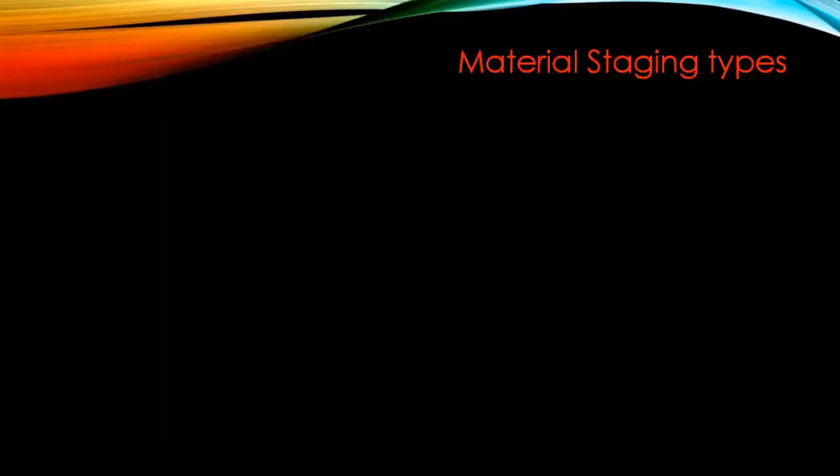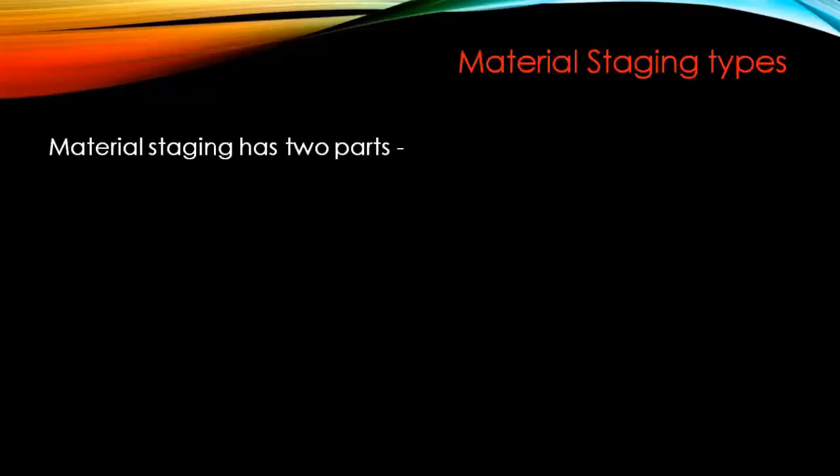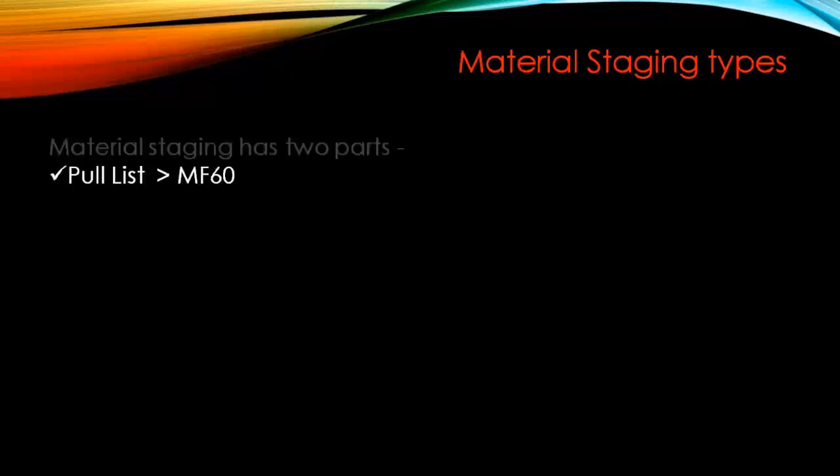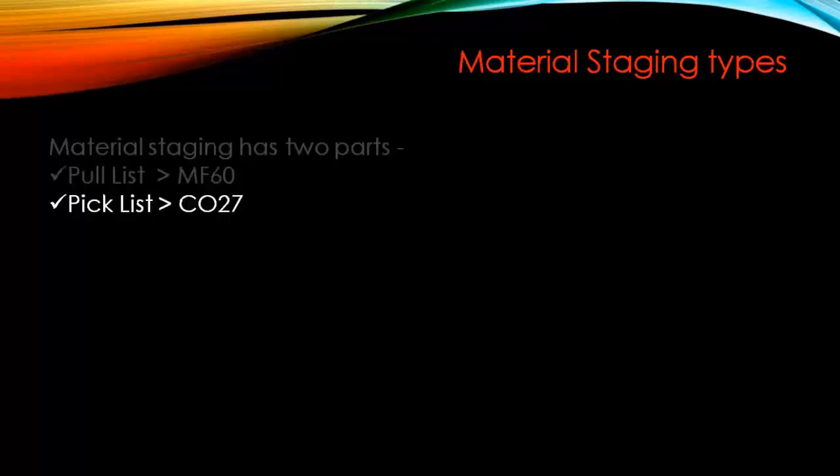Now we'll talk about organizing the material staging, which is the second part of today's class. Material staging is of two types. Either you can do it via pull list, which is the MF60 transaction, or we can do it via pick list, which is CO27. So I'll talk about the difference between both transactions, and how we can use both.